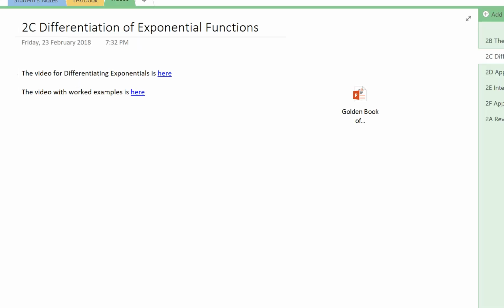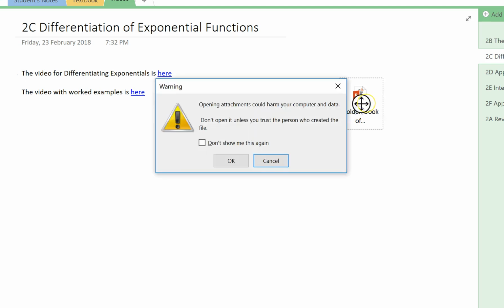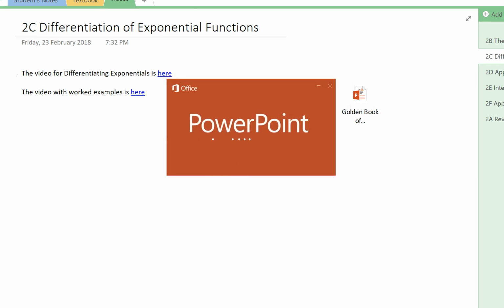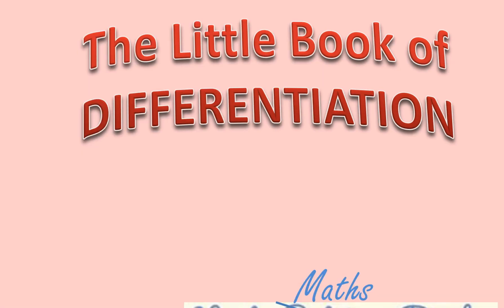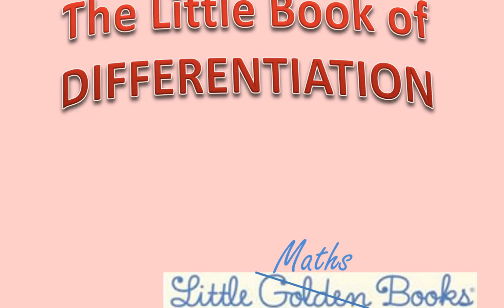A couple of years ago I put together a little golden book, and I'll see if I can get that open. And as you can see, it's a PowerPoint display, and here we actually look at differentiation on the whole. And I think that now that we've got a couple of different methods for differentiating, then we can try to put it together. I won't go through the entire PowerPoint part.